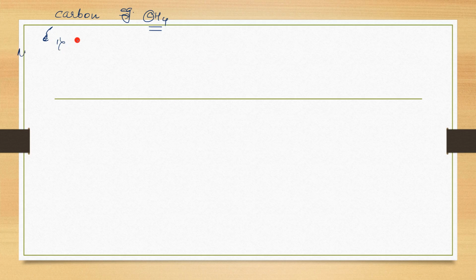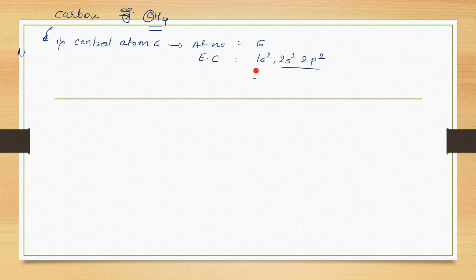So first step is, which is the central atom? Our central atom here is carbon, right? So write down the atomic number of carbon. What is the atomic number of carbon? 6. Now once you know the atomic number, write down its electronic structure. 1s2, 2s2, 2p2, right? Now let's write the distribution of electrons. 1s2, 2s2, 2p2.